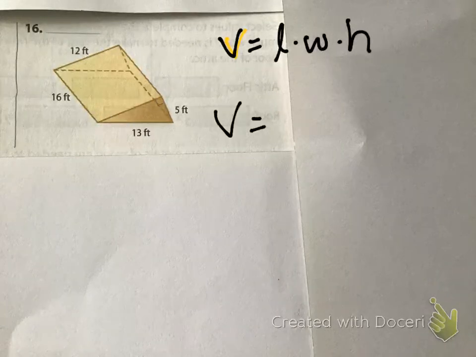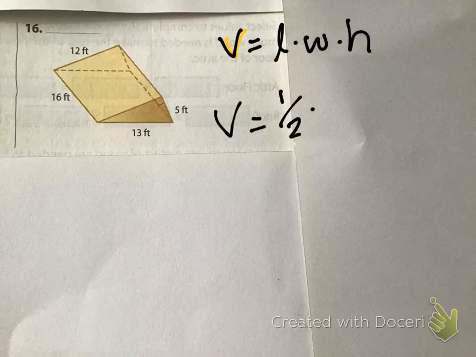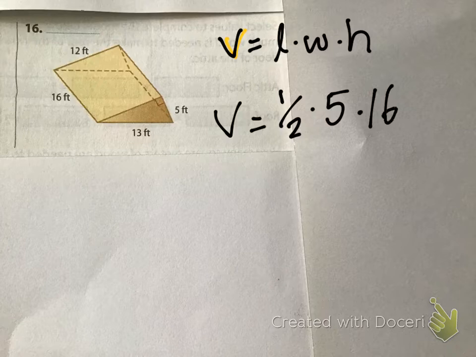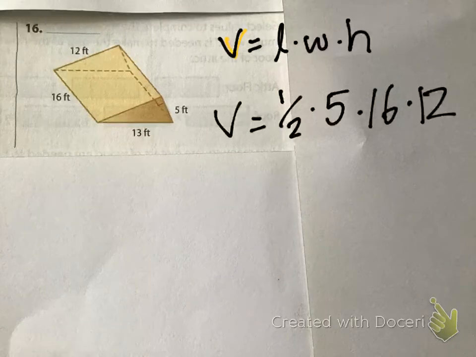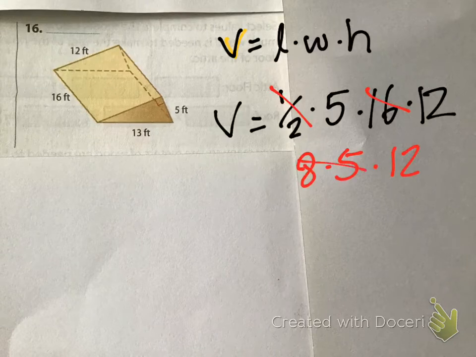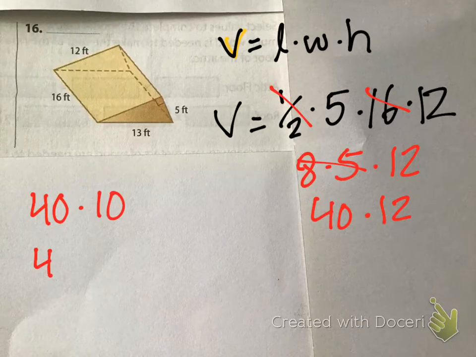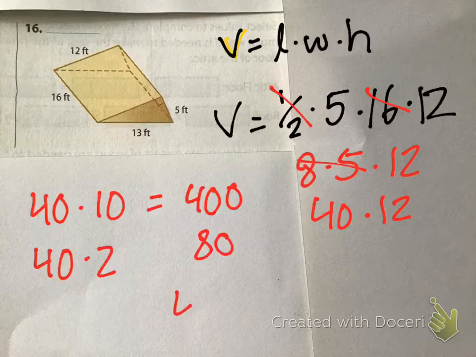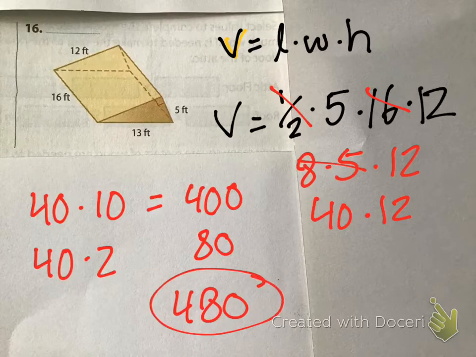So for volume, it's a triangular prism. So it is 1/2 times 5 times 16 times 12. Whenever I'm lazy and I'm canceling things out, I always like to half my biggest number. So it becomes 8 times 5 times 12. 8 times 5 is 40 times 12. 40 times 10, 40 times 2 is 480. 480 is my volume.